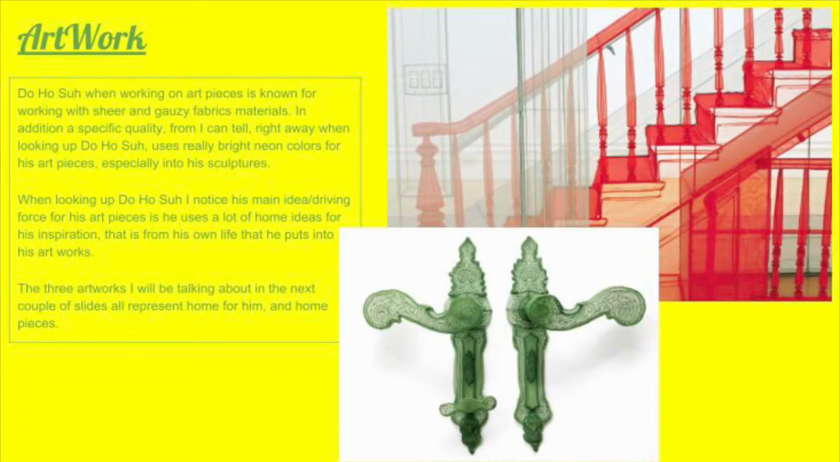Here on the screen I have 2 examples. One at the top that shows a red neon staircase is an example of the bright colors that he uses, and the bottom that shows 2 door handles is an example of him using sheer and gauzy fabric materials.